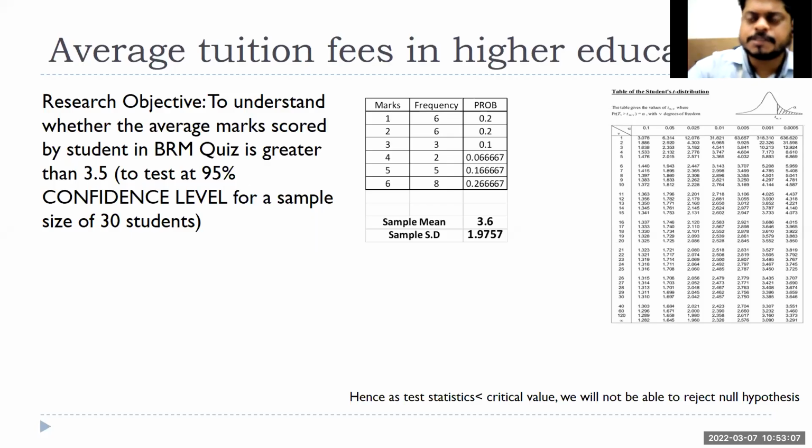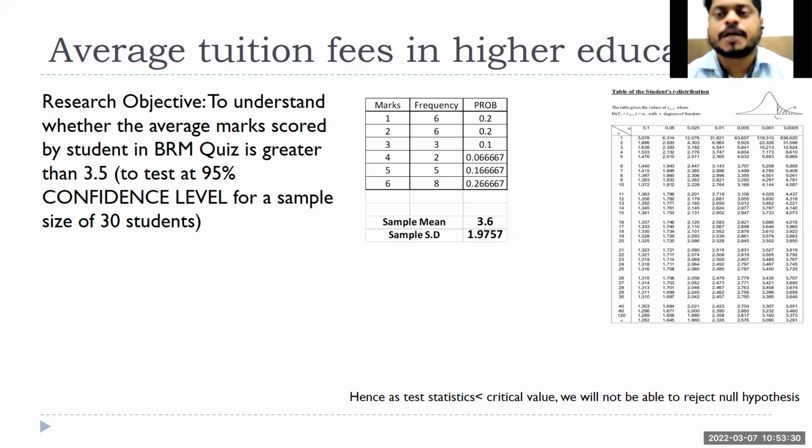What does it mean the other way? Alpha is 5%. That means I'm accepting an error of 5%. My study can be wrong 5% of the times for a sample size of 30 students. So I go and conduct a quiz of 30 students. I get a sample mean of 3.6 and a standard deviation of 1.97.